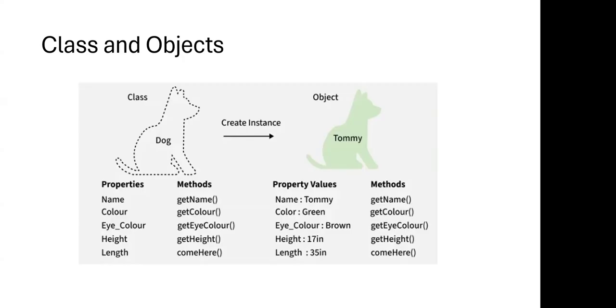And since the object is created from the class, it has the same methods as the class, which are getName, getColor, getEyeColor, getHeight, and even comeHere. Everything is the same as the class because the class is a template.